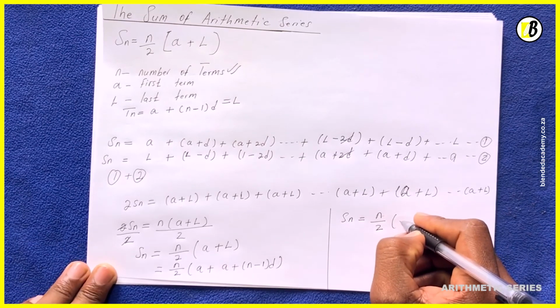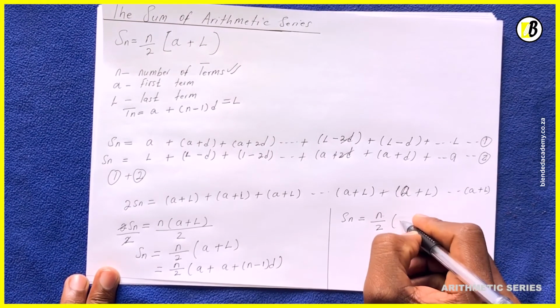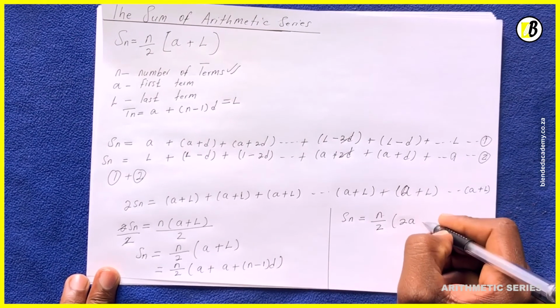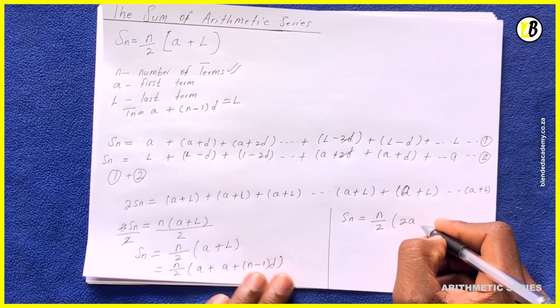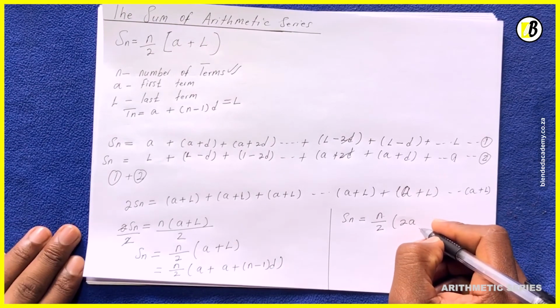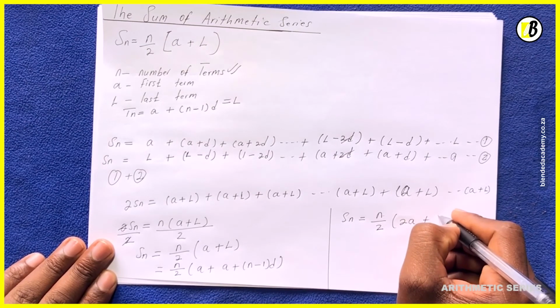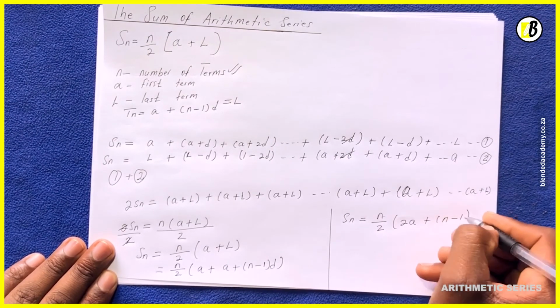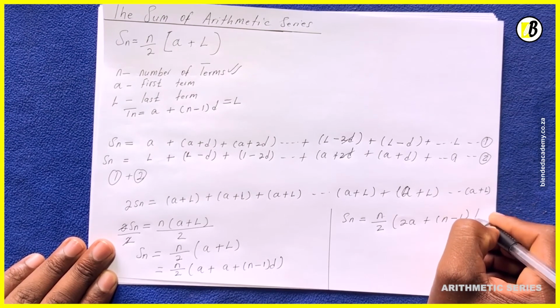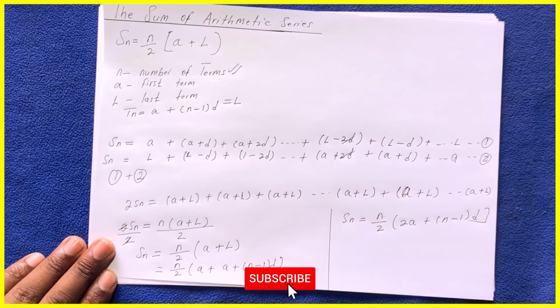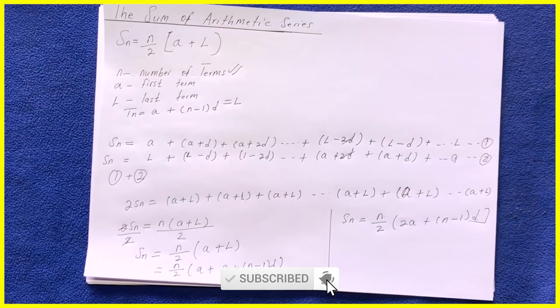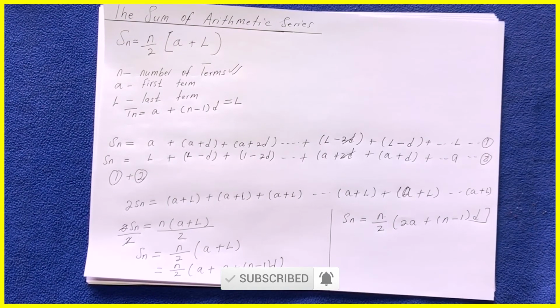Now we're going to have Sn is equivalent to n over 2, open bracket 2a plus n minus 1, close brackets d. This is the formula of the sum. This is how you find an arithmetic sum, right? Thank you guys.